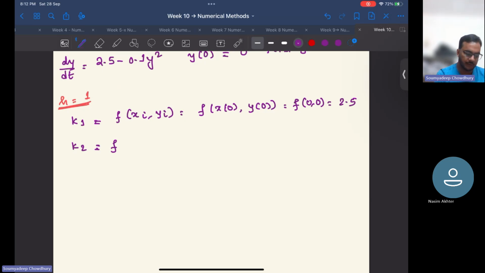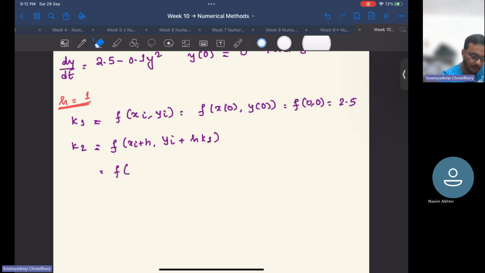Yeah. So this is xi plus h, comma yi plus h times k1. This is k2. So what is xi here? Xi is x0, that is 0. 0 plus h, h is 1, so it is 1. Yi, that is y of 0, right? Y of 0 is 0. 0 plus h times k1, where k1 is 2.5, so f of 1 comma 2.5.